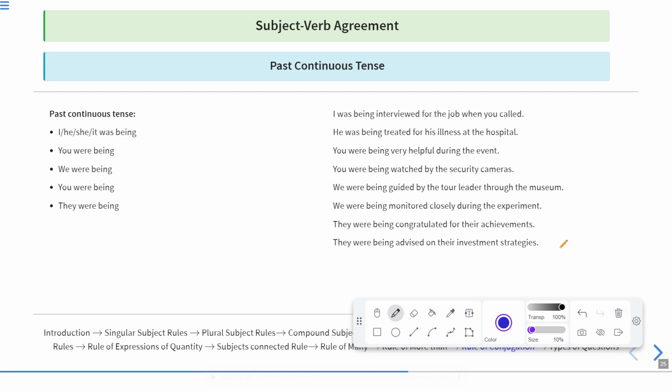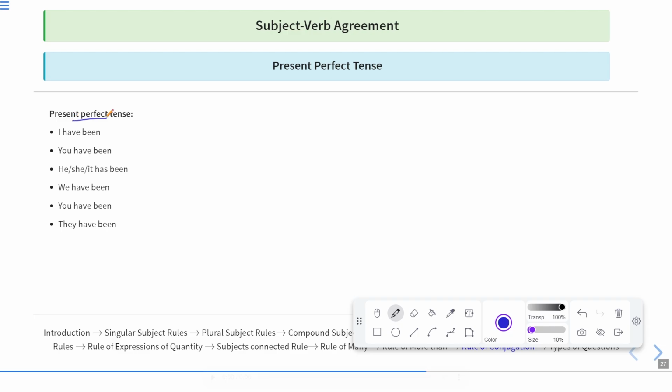Now let us move to the next one. As I told you, we cannot convert future continuous into passive voice, thus we cannot use the word being over there. So we'll start from the perfect tenses now. This is present perfect tense. As I told you, present perfect tense in active voice will not be used, but in case of passive voice, we can be used or we will be used.